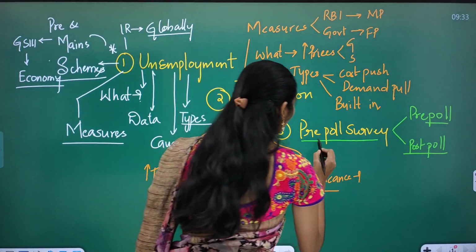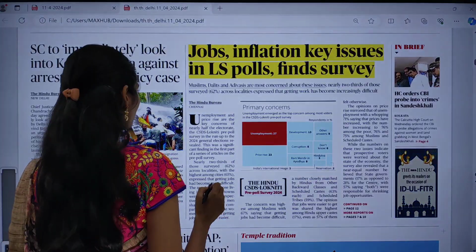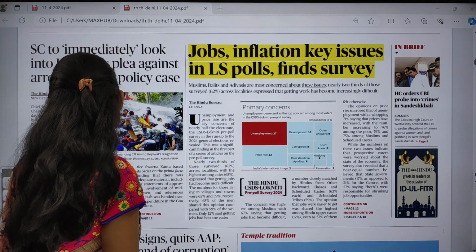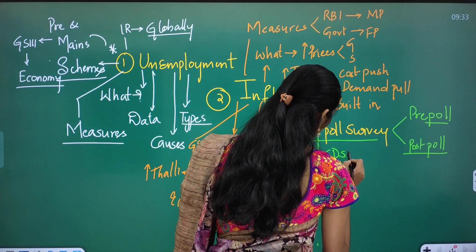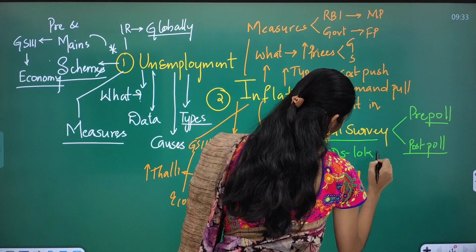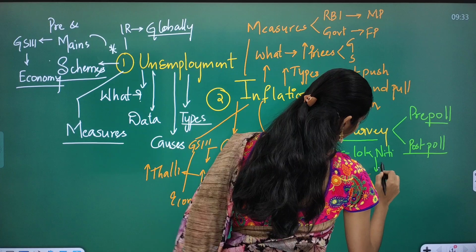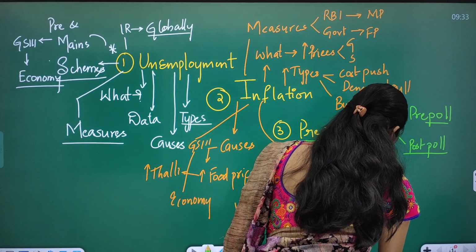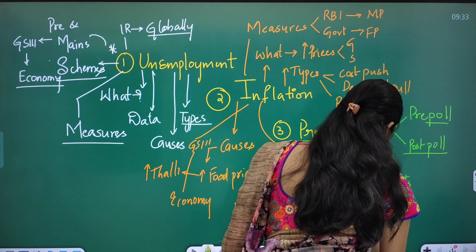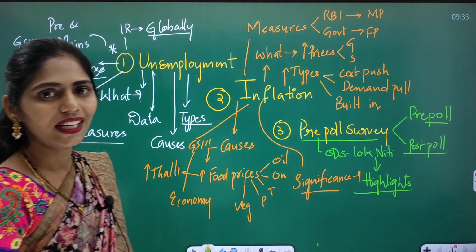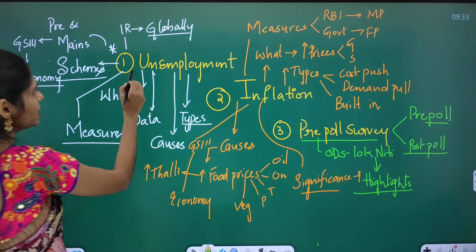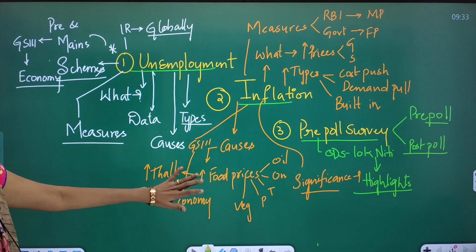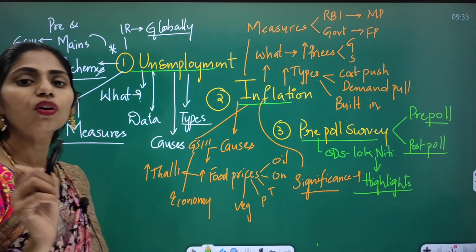Here you have to see what this organization is. You can see it is done by CSDS Lokniti. So you have to see what CSDS Lokniti is, and what the important highlights of this report are. From these highlights you can get a question in your prelims. So these are the three important points, and these are the different dimensions of this article that you have to refer to. I hope you understood, right?